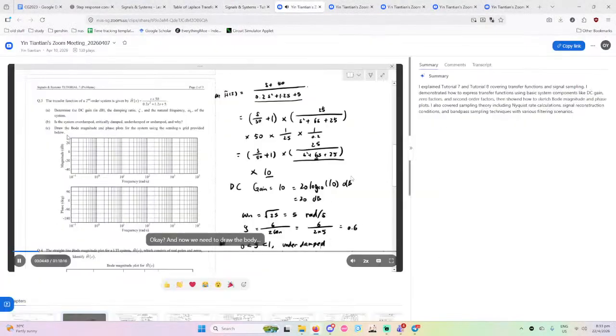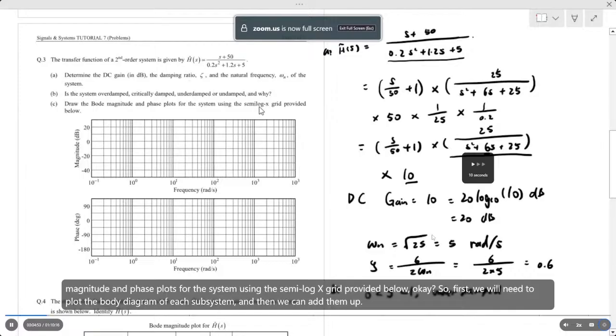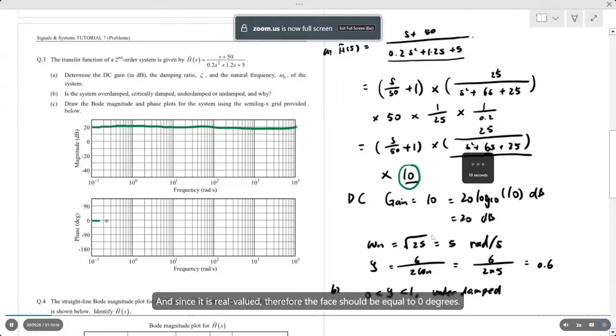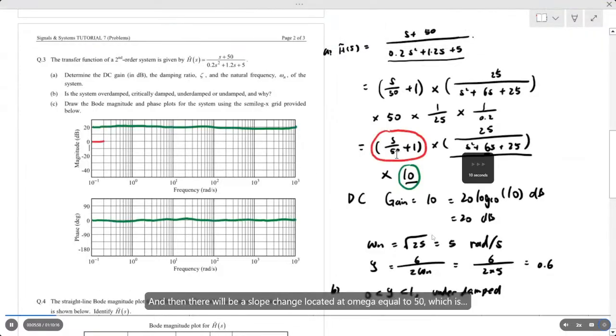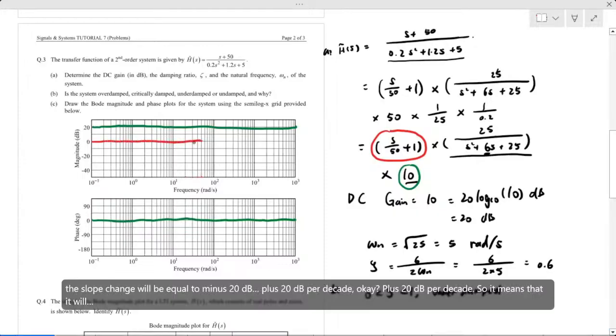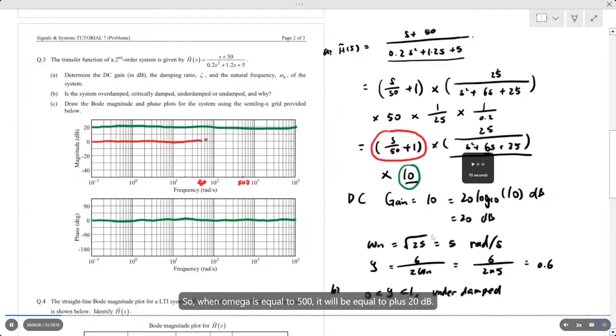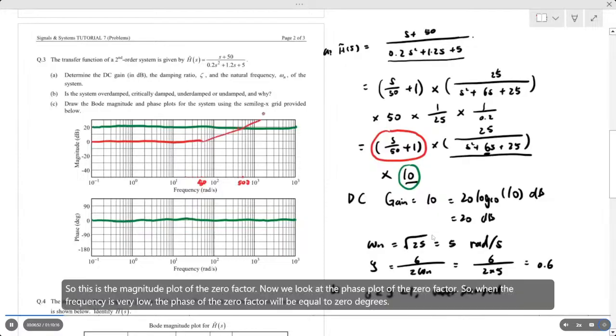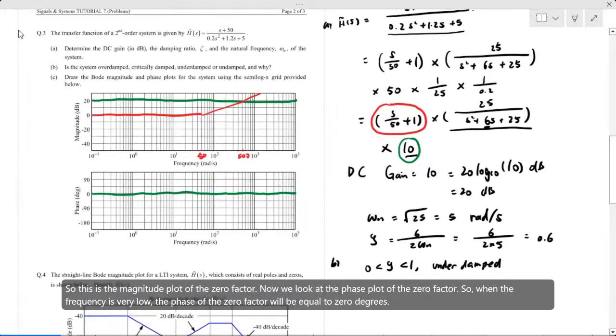Okay, and now we need to draw the Bode magnitude and phase plots for the system using different colors. So it should be 0 degrees at low frequency located here, and then the slope change will be equal to minus 20 dB, and here equal. So this is the magnitude plot of the zero factor. Now we look at the phase plot of the zero factor.